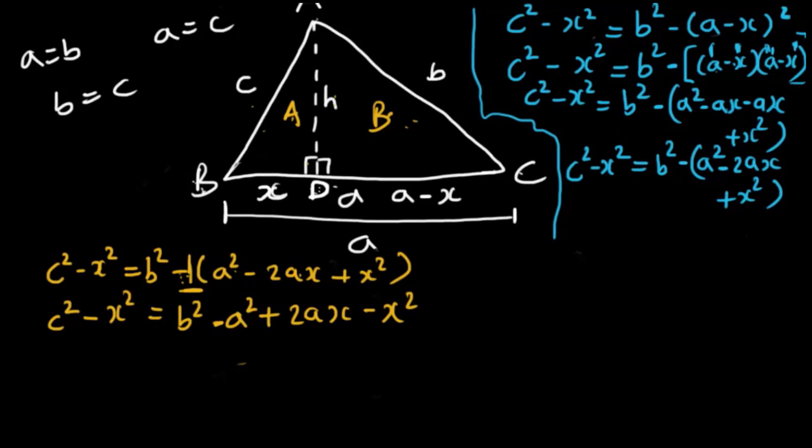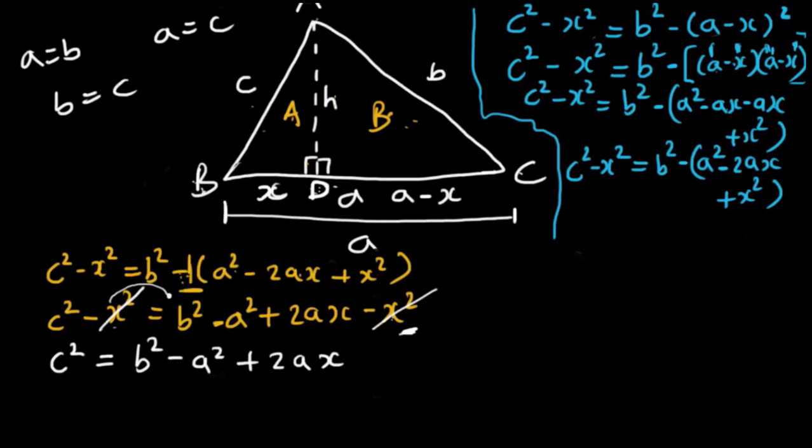Does this make sense? Now look, if x squared moves to the other side to meet this x squared here, it will become minus x squared plus x squared, and minus x squared plus x squared is 0. Does that make sense? If I have minus x squared go to the other side and then I collect like terms, I'll be having minus x squared plus x squared, and that is 0. So it means I can cancel these two. Do you understand? So I'm left with c squared equals b squared minus a squared plus 2ax.